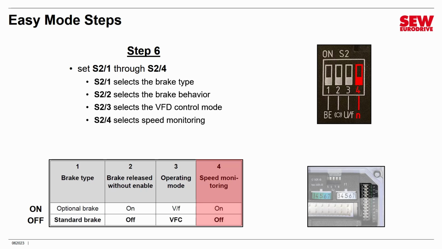And then finally, switch 4 selects what's called speed monitoring. This is turned off by default, but if you switch it on, the MOVIMOT will monitor the current that the motor's drawing. And what happens is if the shaft gets locked or jammed, the current will skyrocket. The MOVIMOT will detect that, realize the motor isn't turning, so in other words, the speed is not what it's supposed to be, and it will shut down to protect itself.